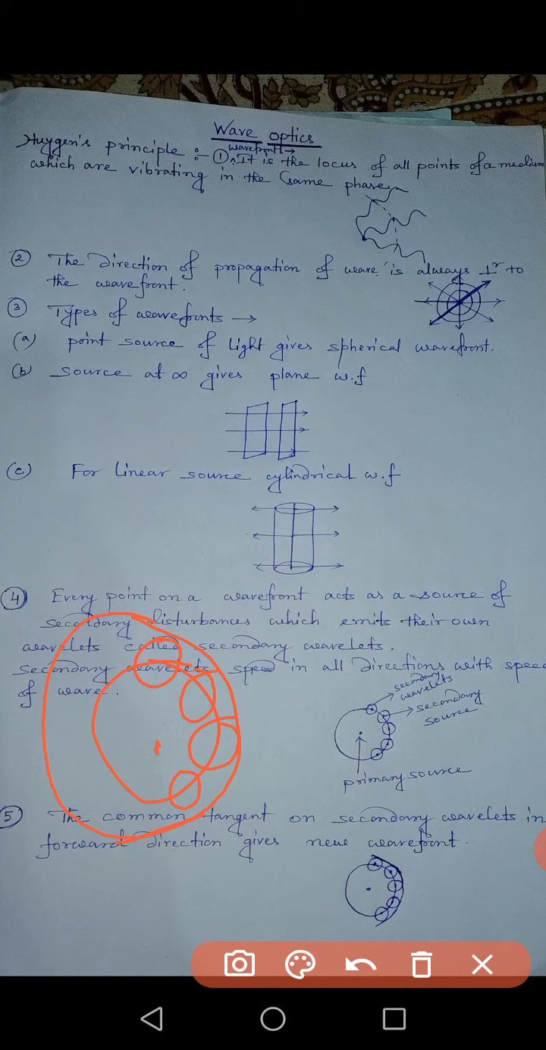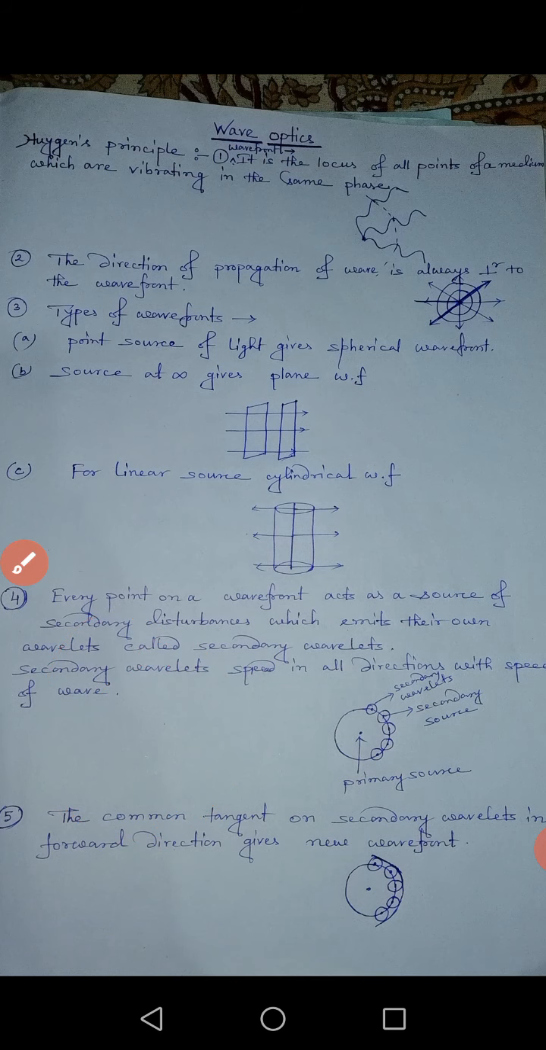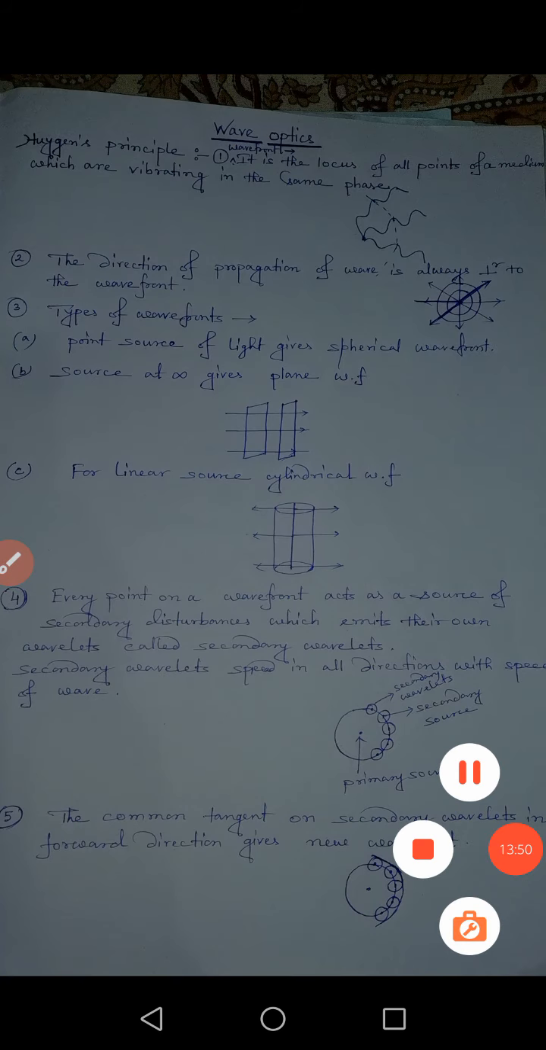So these are the 5 points which you have to remember, especially points number 4 and 5. With the help of these, in the next video we will discuss the law of reflection and the law of refraction, and how, with the help of Huygens principle, we can prove the law of reflection and the law of refraction.